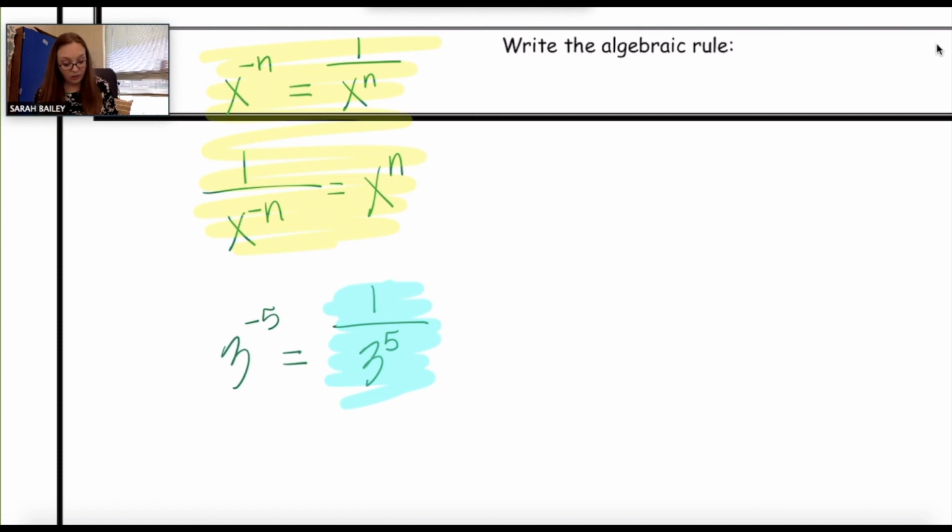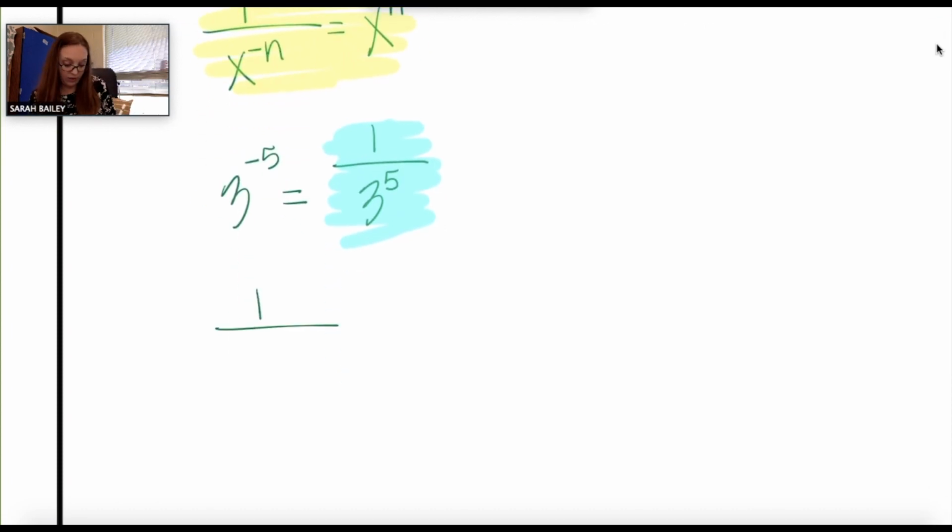If I had something wonky, if I had this, see how that exponent is in the denominator? That's the same as 3 to the positive 5th power. That's what that's saying.